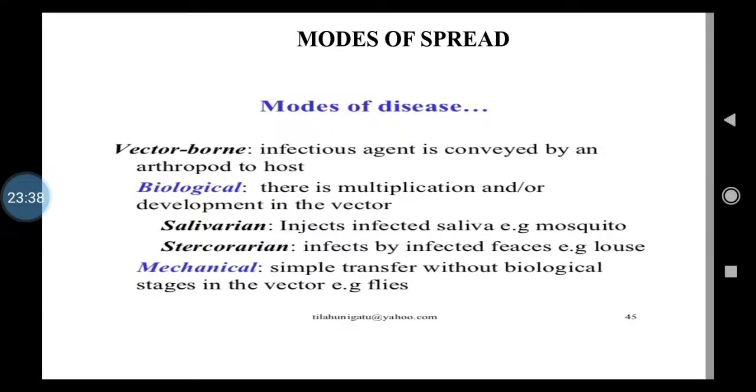Same as we have discussed, vector borne. These may be various vectors, arthropods, as I gave you example, like mosquito. Then other example is the lice, and flies. So there are various arthropods which are responsible for the spread of disease.